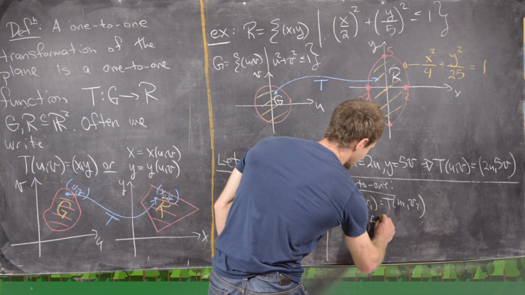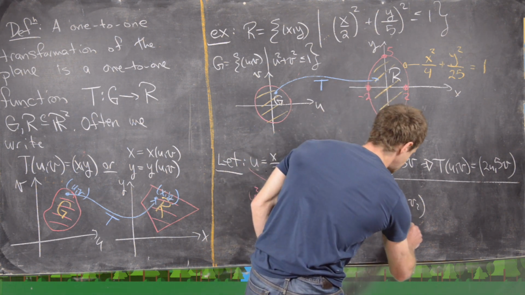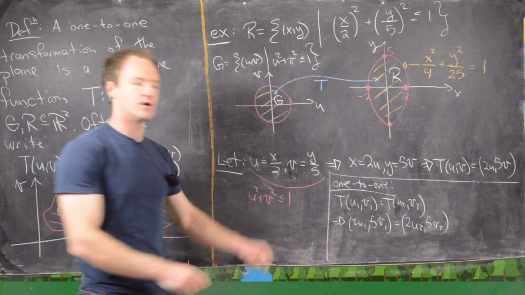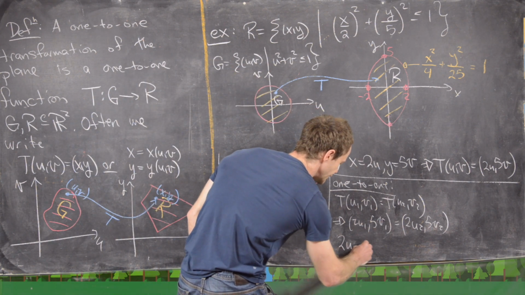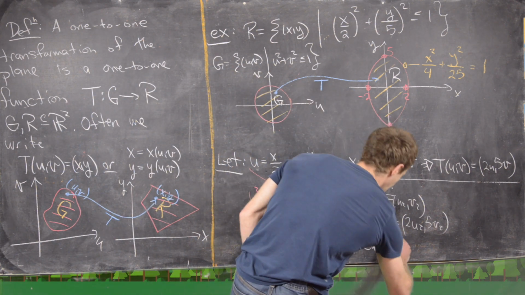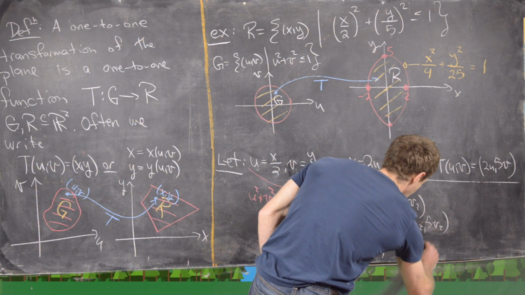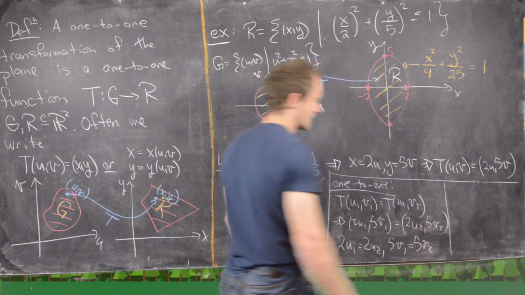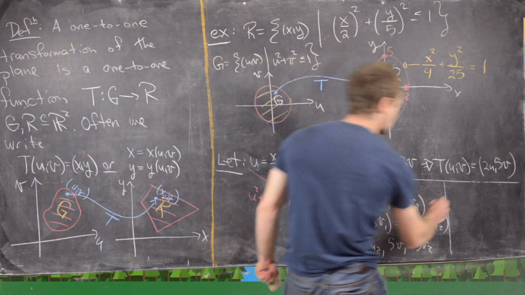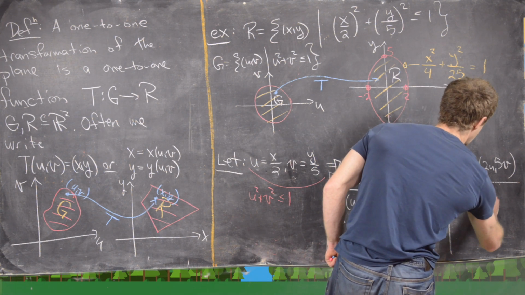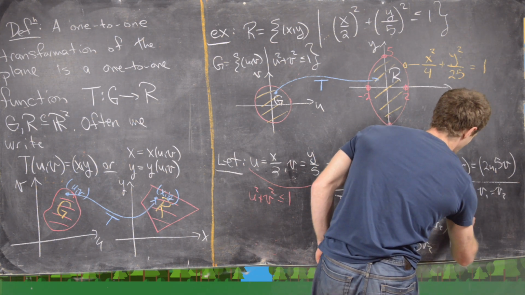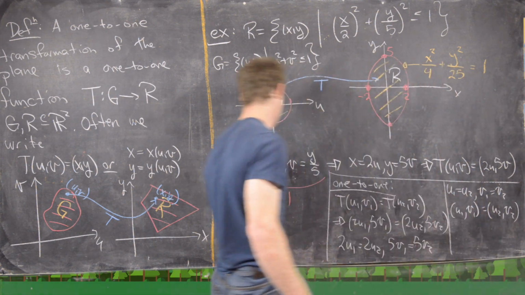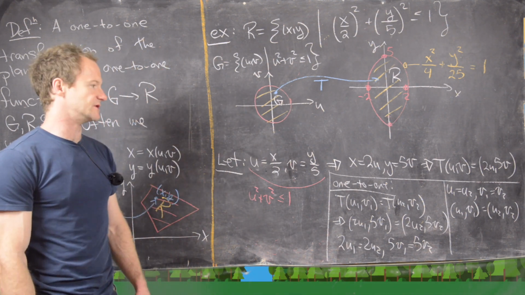2u1, 5v1 equals 2u2, 5v2. But notice that gives us these two equations, 2u1 equals 2u2, and 5v1 equals 5v2. Great, but dividing by 2 and 5 respectively will give us u1 equals u2 and v1 equals v2. In other words, our point u1, v1 equals our point u2, v2. Great, and that's all that we really need to do here.